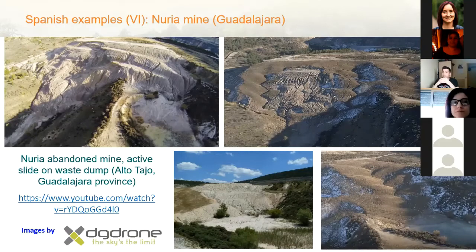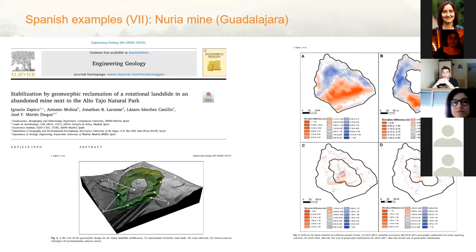This reclamation was done in 2014, and after 6 years of the stabilization project using geomorphic restoration, the core of the landslide remains without any movement. All those results have been published in Engineering Geology: the design of the stabilization project and the monitoring that we have conducted to study the landslide, and to check whether the landslide was stable after our geomorphic reclamation project.